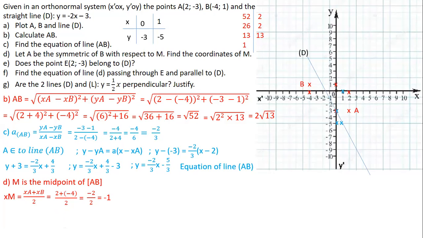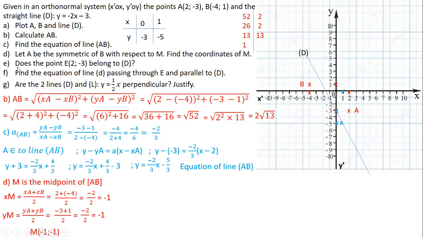How do we get the ordinate? Y of M is equal to YA plus YB over 2. Bravo. YA plus YB over 2. What's the ordinate of A? -3. The ordinate of B? Plus 1. -3 plus 1 is -2 over 2, which is -1. After we finish, we always write: M has coordinates (-1, -1). Okay, thank you, Mariam.